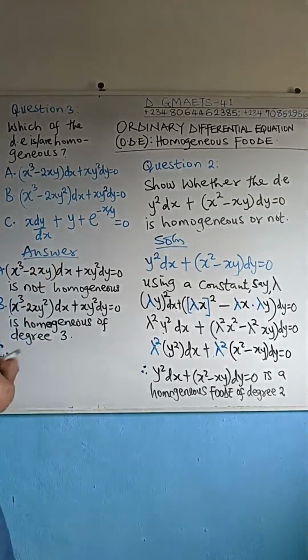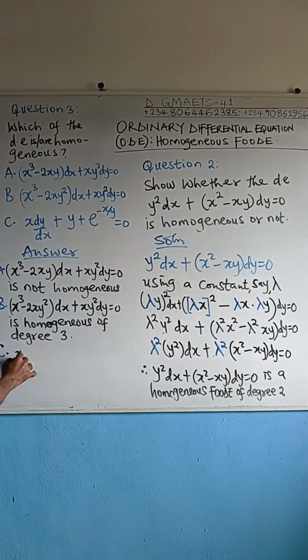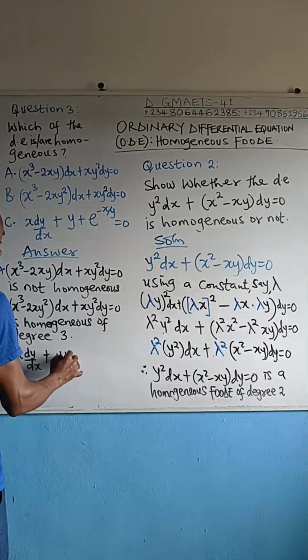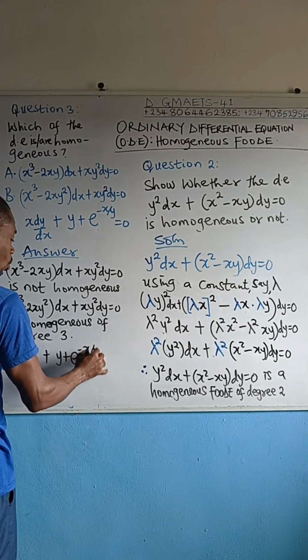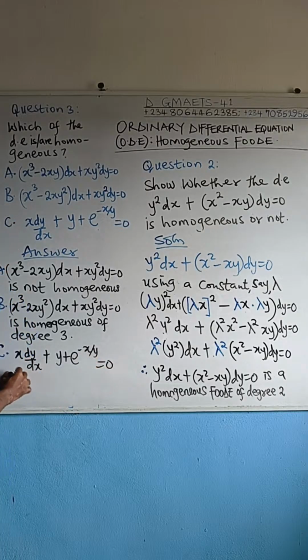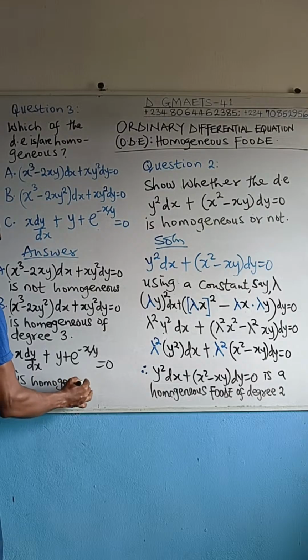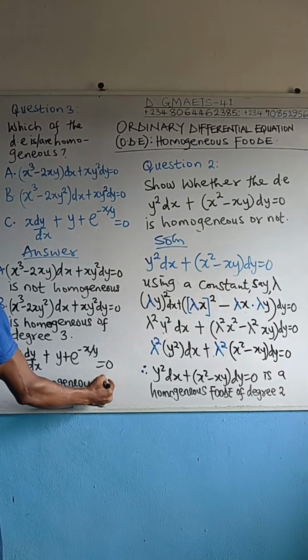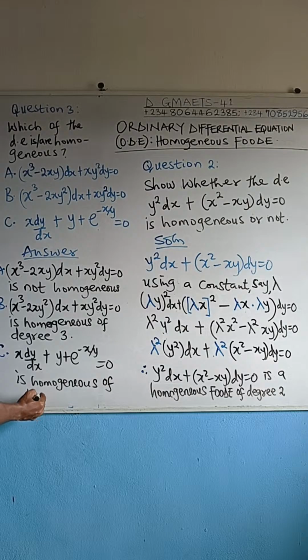So I'm going to write it. x dy/dx plus y plus exponential minus x over y equal to 0 is homogeneous of degree 1.